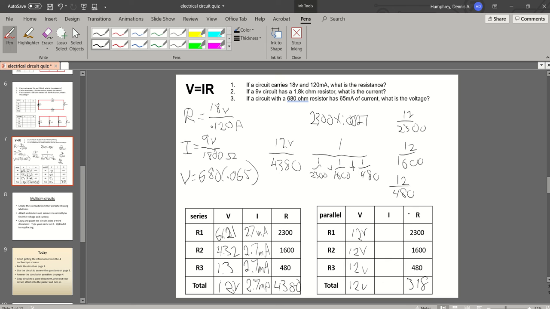To find my total, I'll put it right over here on the side. I know it's getting a little crowded, but that would be 12 over 318. Let's do that one first. 12 divided by 318, and I get 0.037. So I get 37.7 milliamps. Again, 0.037.